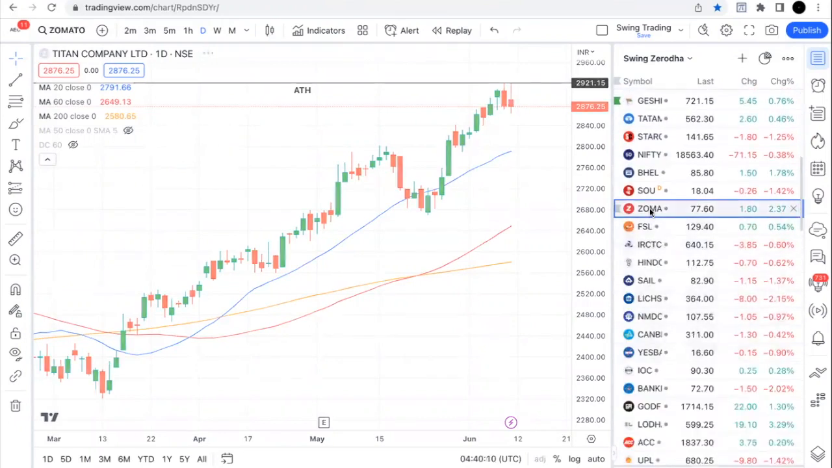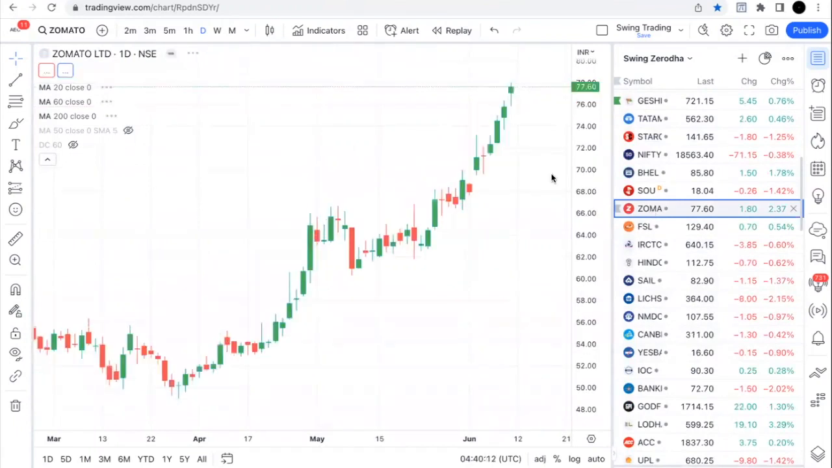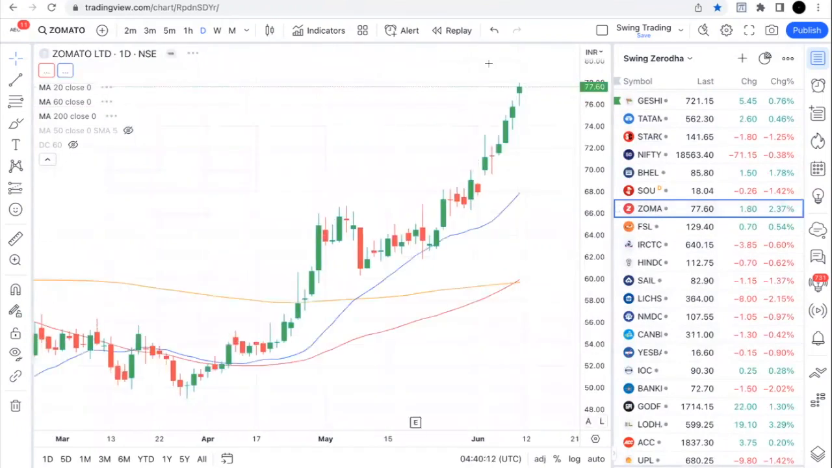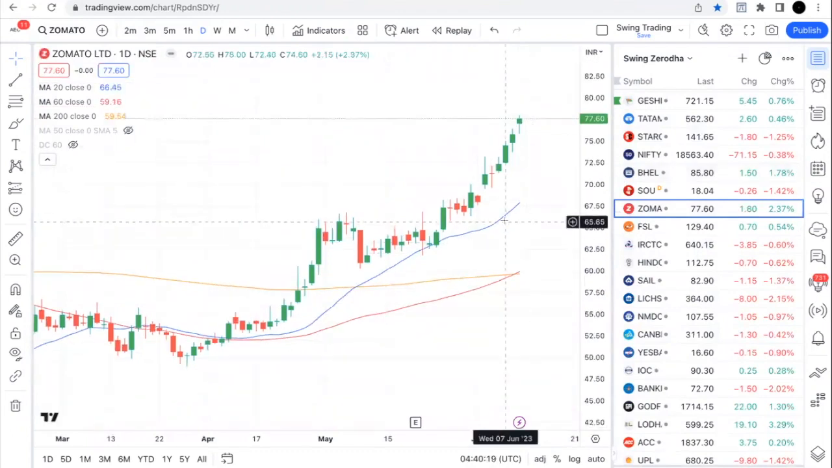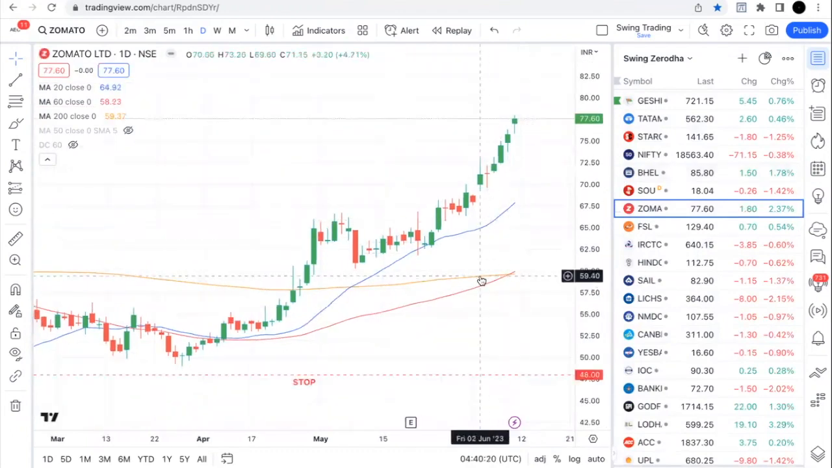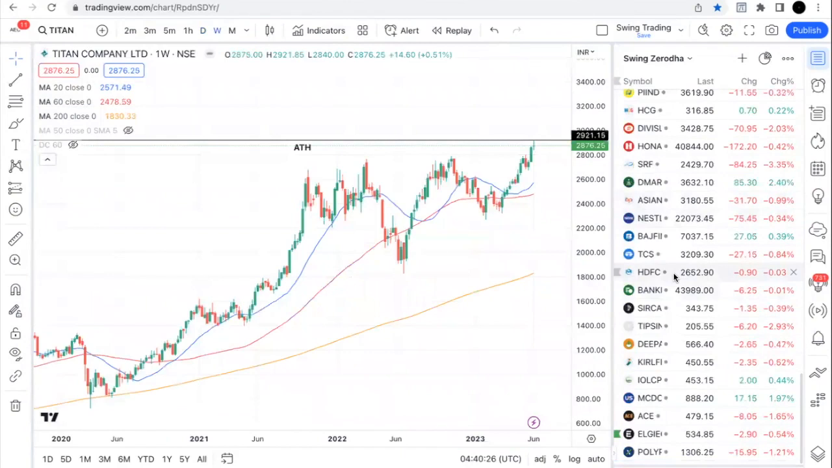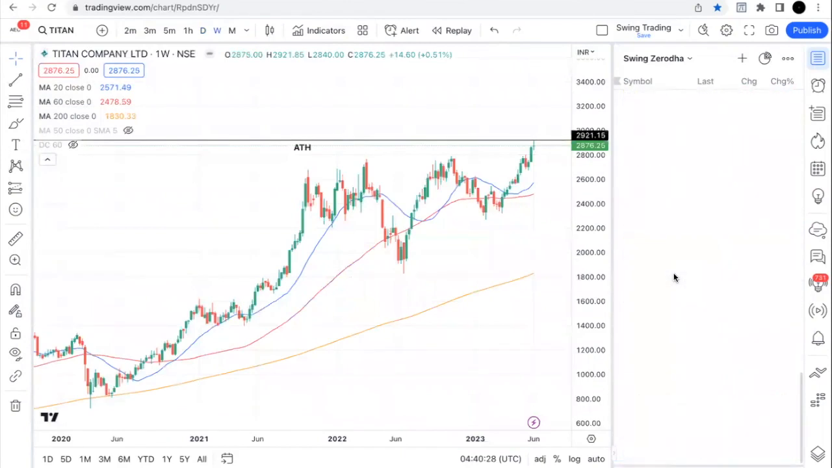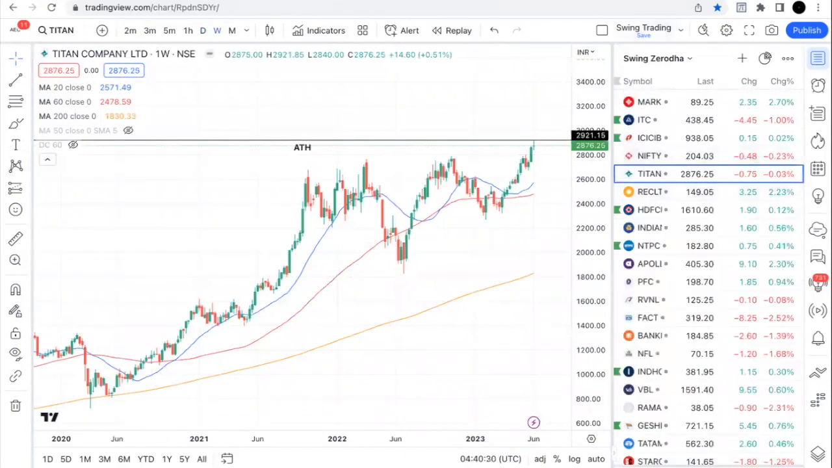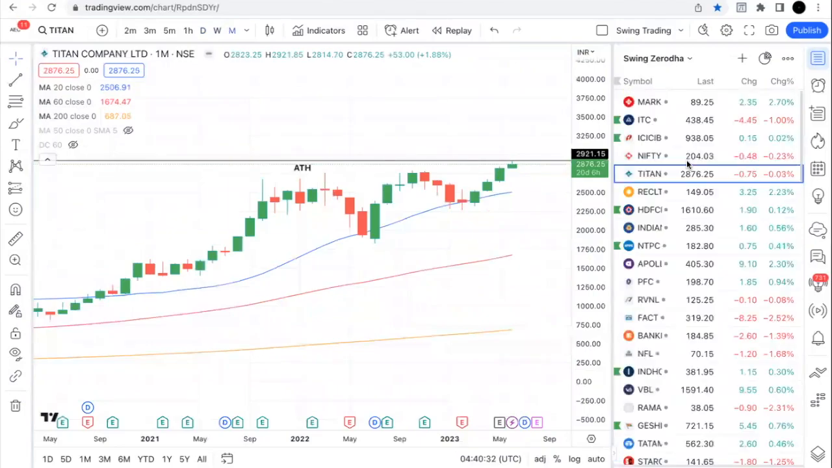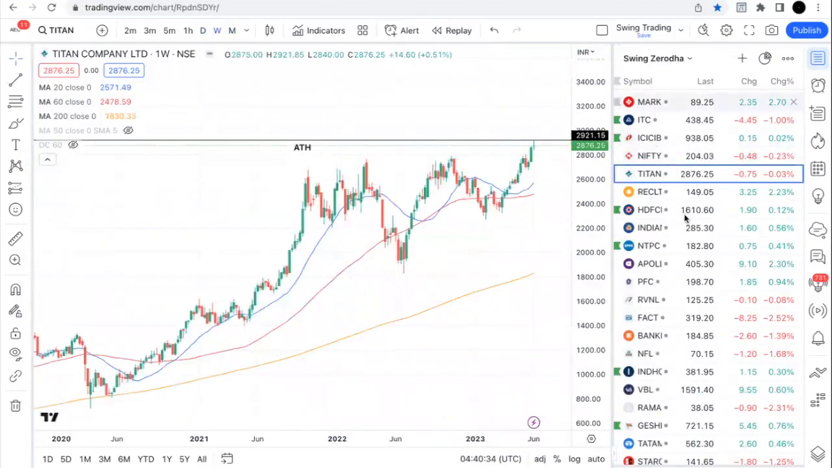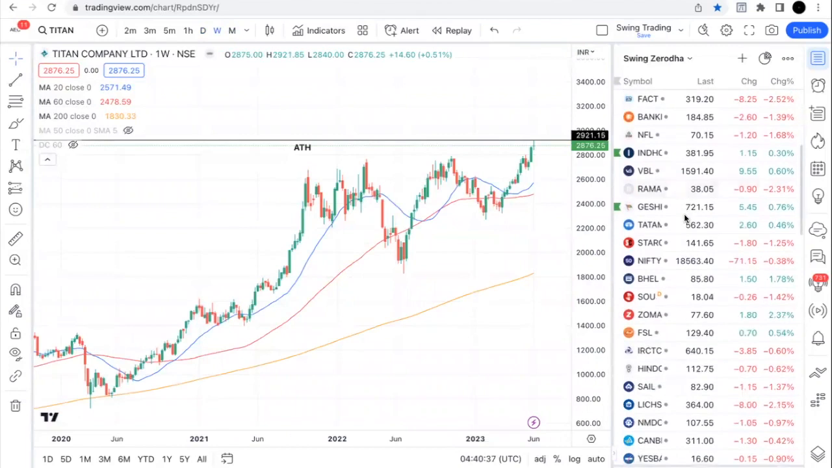Let's see, Zomato is one. Let's look at it on the daily chart, what it looks like. You'll see Zomato, the 20 is above the 200 and the 60 is below the 200. That is not the pattern that we want, although it looks like it's moving into that pattern, but it's not there.